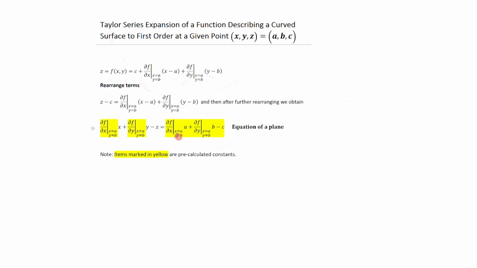If you look at this, you'll notice that all the items marked in yellow are constants, because we're going to evaluate this at A and B, and A, B, and C are all constant. So what is this? This is the equation of a plane. This is the equation of the tangent plane at the point A, B, C.